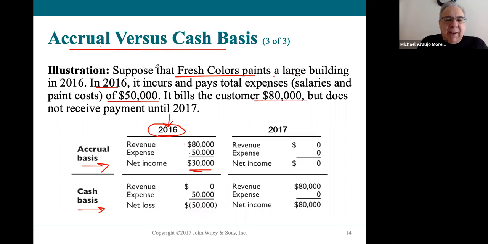For the cash basis, they don't record anything until they pay the cash. Well, when did they pay the cash? They paid the expenses in 2016. So they record the expenses in 2016, but they didn't record any revenue. Why? Because the customer didn't pay them until 2017. So that's when they're recording the revenue. So again, under GAAP, corporations cannot use the cash basis. However, small other businesses can.